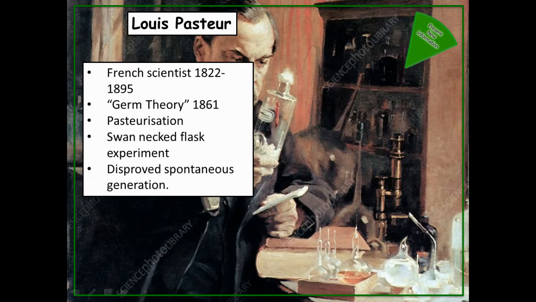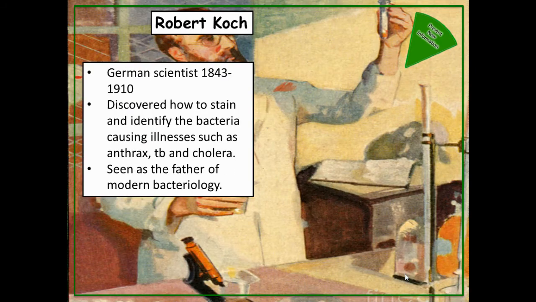It had a curved neck, and then he had one flask where he broke the top of the flask off, and he had one where it had a whole curved neck. And what he discovered was, in the flask where he'd broken the curved neck off, more bacteria was able to get to the liquid in the bottom and it went off quicker, thus proving that germs are in the air all around us.